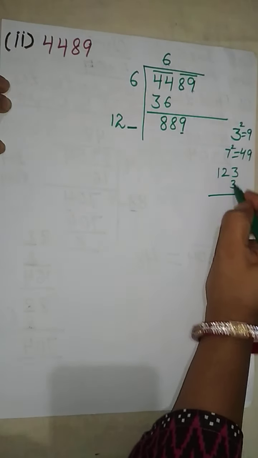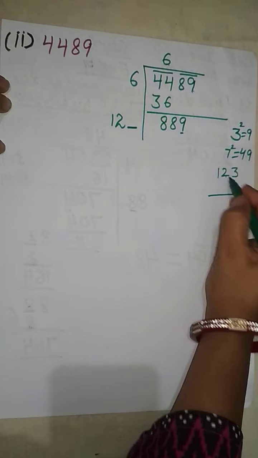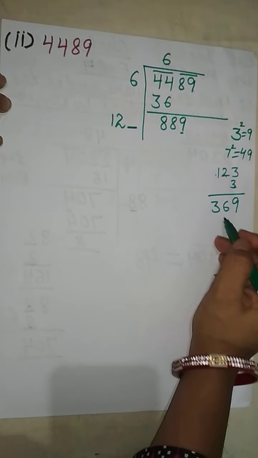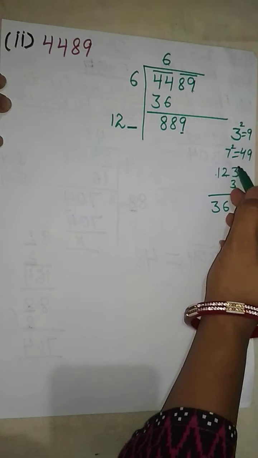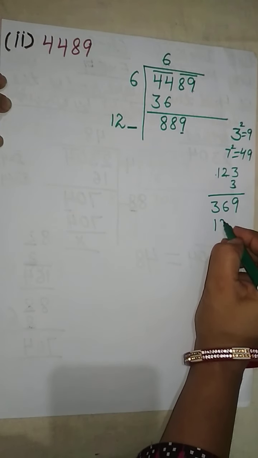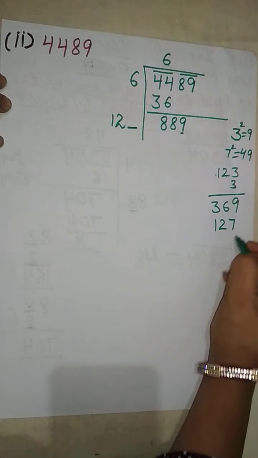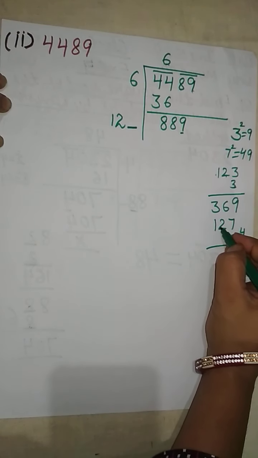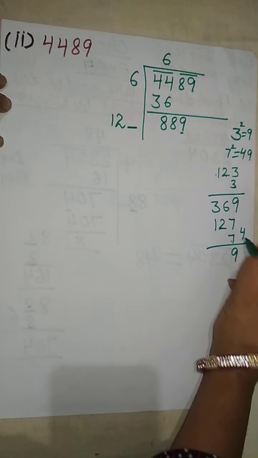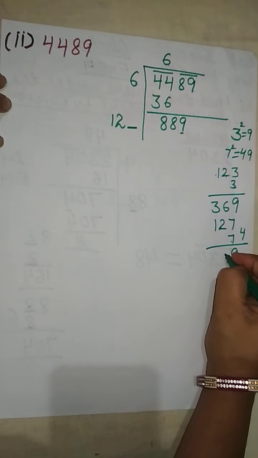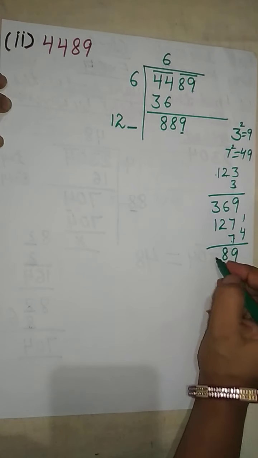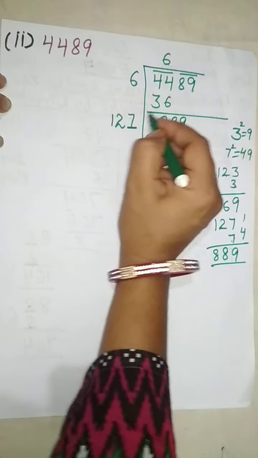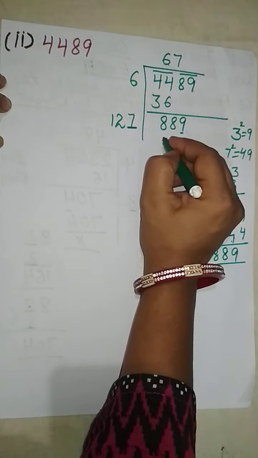123 multiplied by 3. 3 3s are 9. 3 2s are 6. 3 1s are 3. Now as this is 369, so I'll write 7 here. 127 times 7. 7 7s are 49, write 9 and carry 4. 7 2s are 14. 14 plus 4 is 18. 7 1s are 7 plus 1 is 8. 889. It means 7 is the required digit.